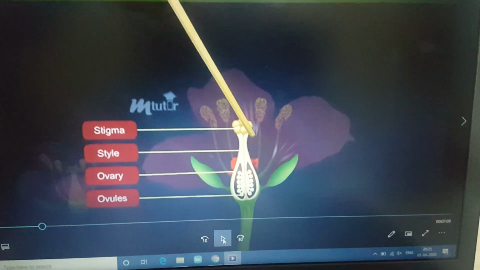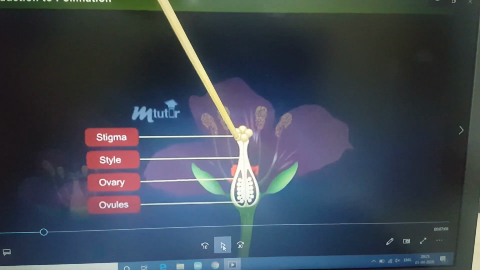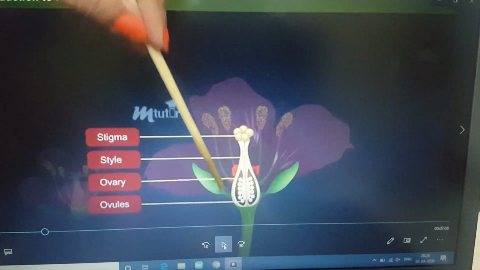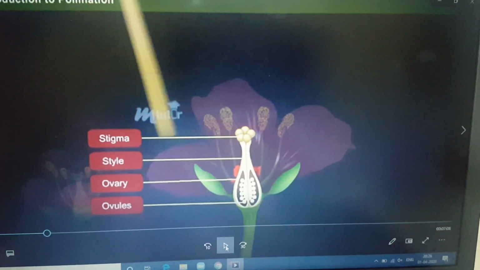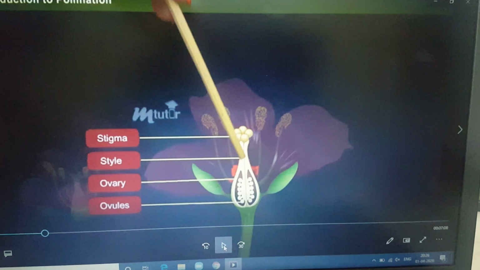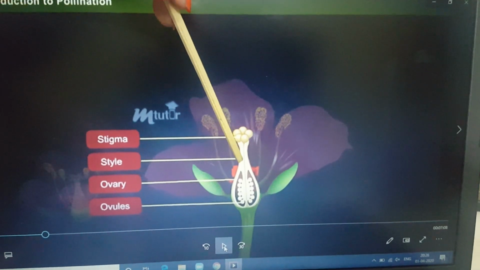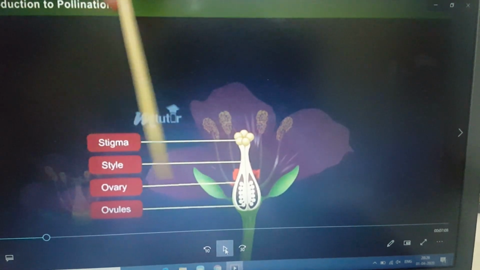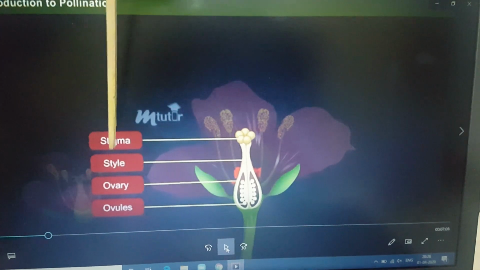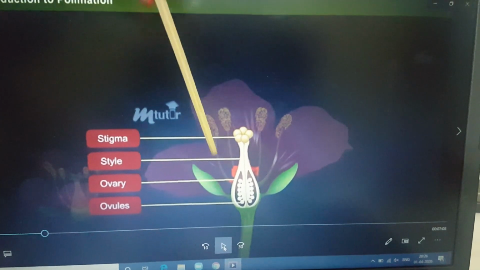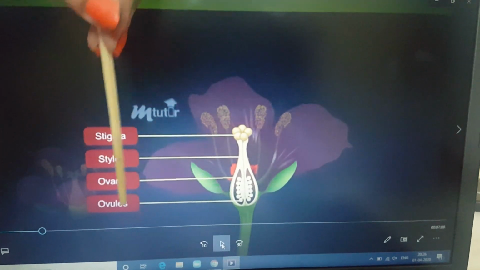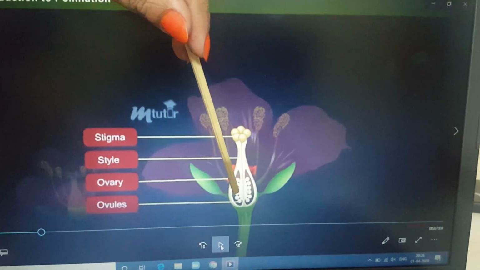Moving on to the female part of the flower, which is divided into three parts. You can see the female part of the flower looks like a flask. It is a flask-type structure. The topmost part is the stigma. Then comes a long tube-like structure known as the style. Then comes the ovary. So stigma, style and ovary are the three parts of the female part of the flower, and inside the ovary are the ovules.